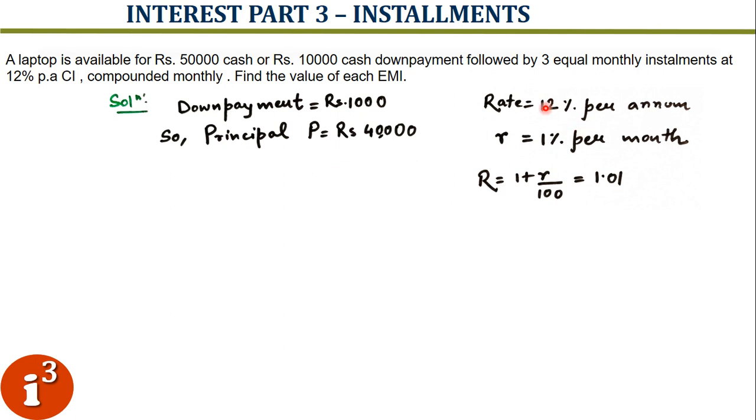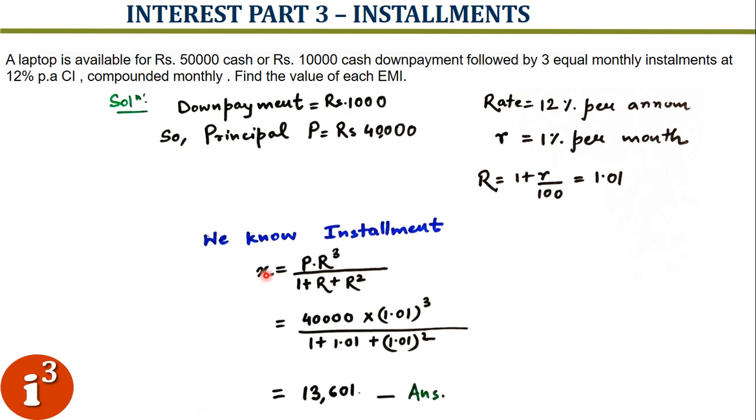Most students take this to be 12% and do the same for EMI, equal monthly installments. This is given as 12% per annum, you need to convert it to 1% per month by dividing by 12. So your multiplying factor will be R equals 1 plus r by 100, that is 1.01. So EMI is very simple.